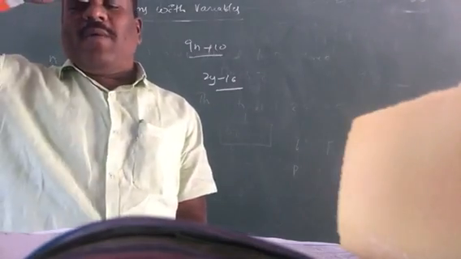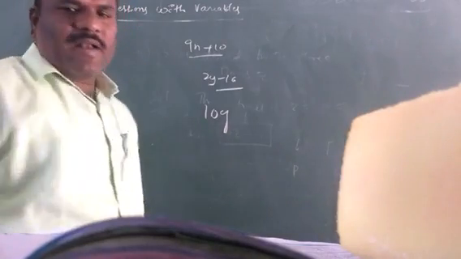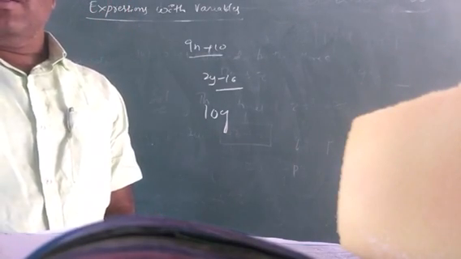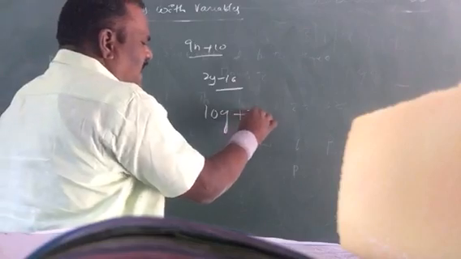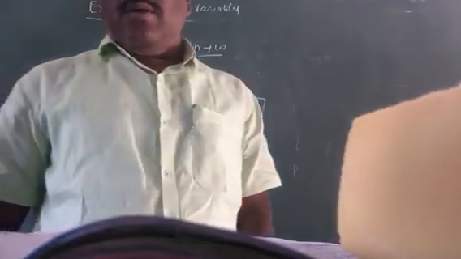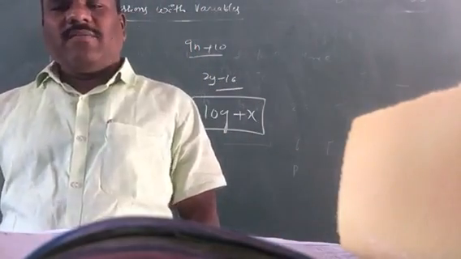And last one. y is multiplied by 10. That is 10y. And x is added to the product. 10y plus x. This is the statement. So like that we have to write the statement when the expressions are given.